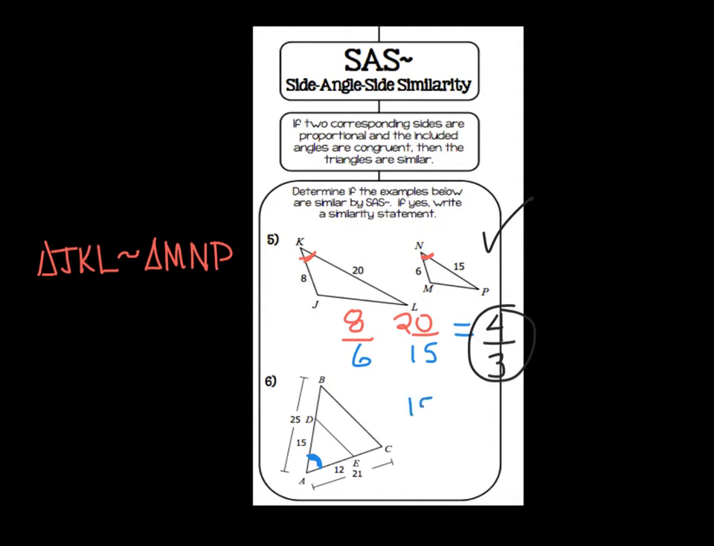The sides are 15 and 12. Now we'll put that over the large triangle, which is 25 and 21. Four over 7. So are they similar? No. How come? Because they have a different scale factor right here. So the answer here is no.